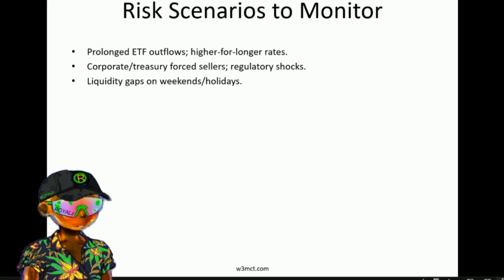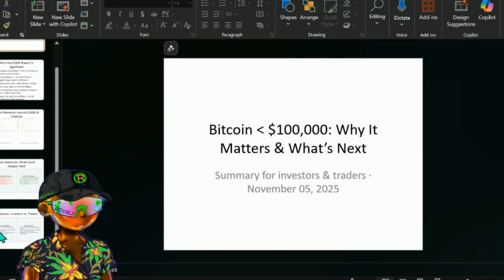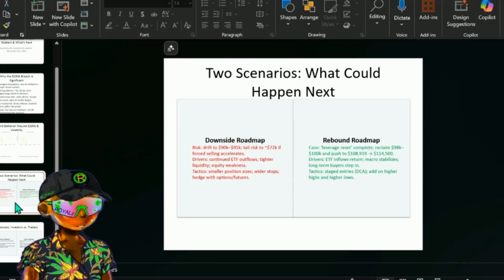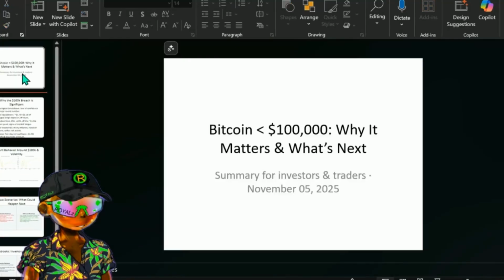And the next thing we also want to keep in mind as we come up to more of these weekend and holiday seasons right now, these liquidity gaps on the charts, just keep track of those as well. You want to see those slow down, okay? And so now here is why it matters and what's next, okay?